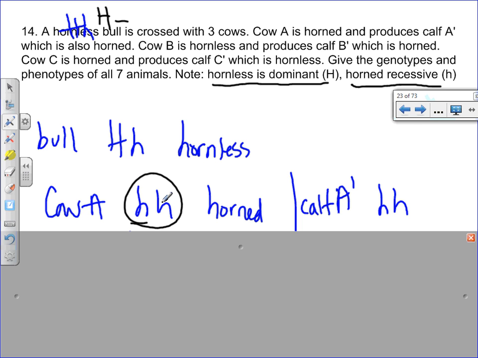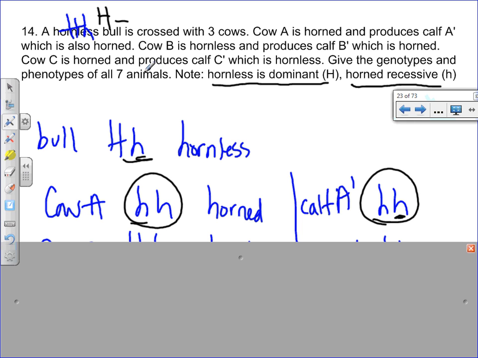Okay, their calf, when they have a baby together, is also horned. So it's got to be little h, little h. So in order for that bull to have a horned calf, it must have given it a little h. Because the mom gave it a little h, but the dad also has to give it a little h. So we know the bull must be big H, little h. Okay, we know he's hornless, so he has to have a big H. But because he has a horned calf, then he must be giving it one of a little h.